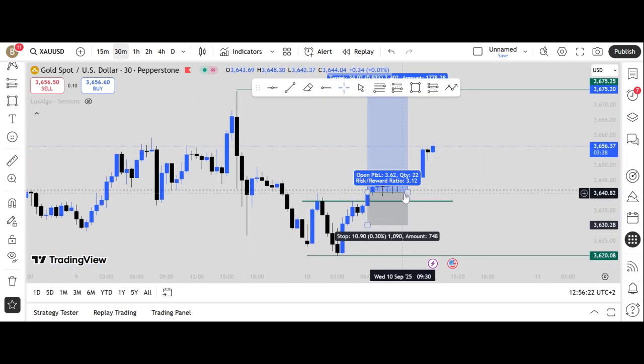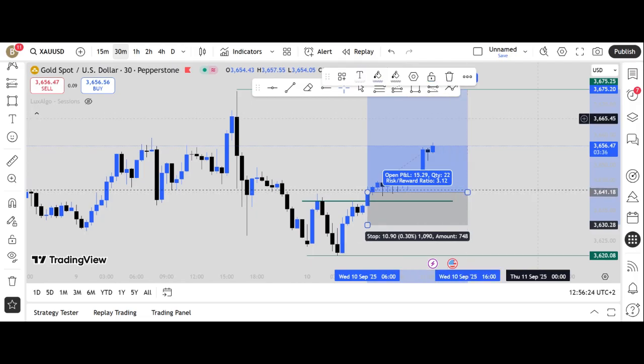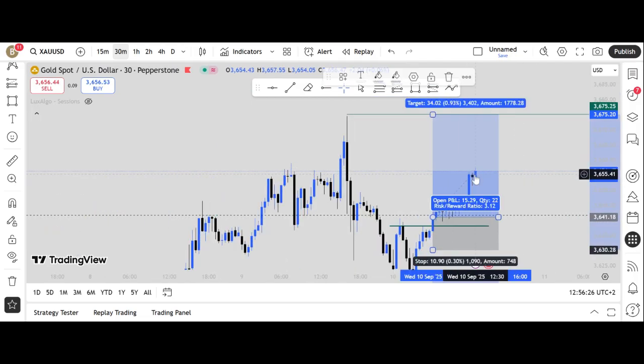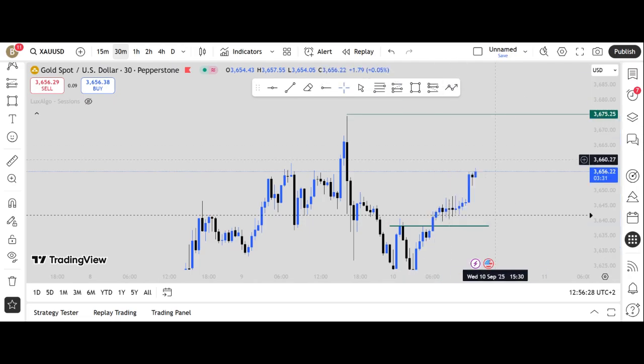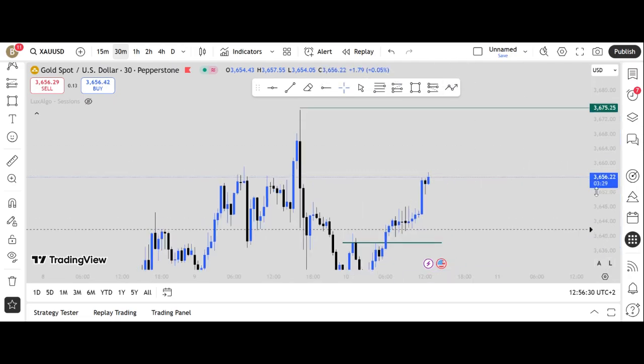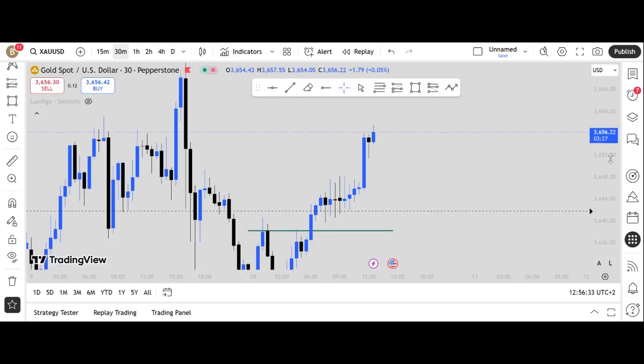So if you had entered from there, it would have been a good trade. You would have been in profits up to now. But this is not the case. I did it from that side. So I'll go to the 30 minutes time frame where I took the trade.